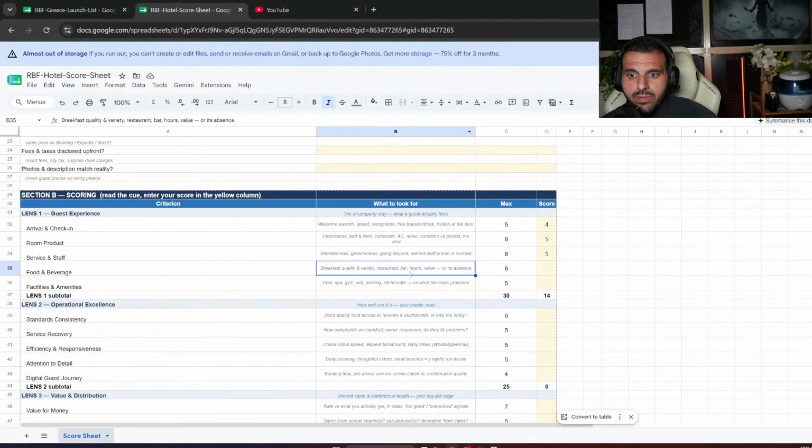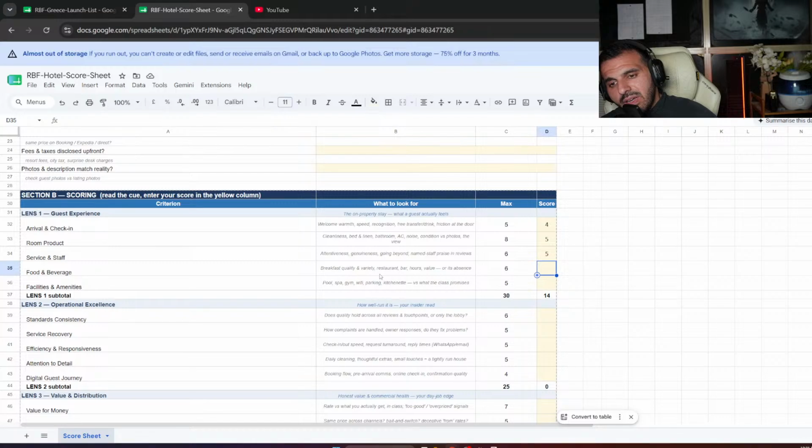Food and beverages, breakfast. They mentioned that there is a nearby market, mini market or supermarket. You're getting a breakfast? Well, they don't even have a breakfast, bro. Restaurant, bar, hours, value, or its absence. Absence, zero.